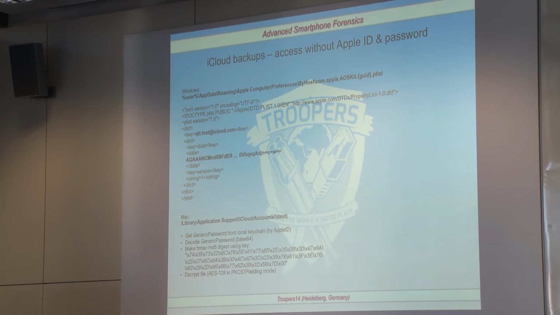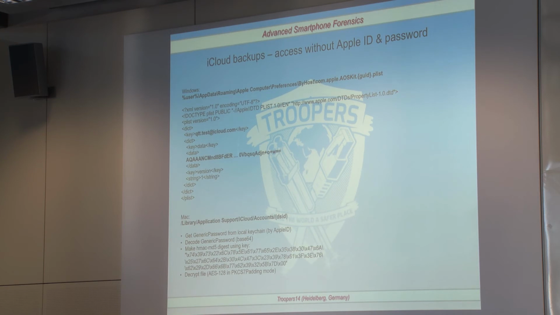There is also a way to get access to iCloud backups and iCloud files without the Apple ID and password. If you have set up an iCloud control panel on your computer, Mac or PC, of course the Apple ID password is not being stored on the computer, but the authentication token is. And there is a way it is stored. Here, at the top, there is a location where it is stored in Windows. It is in plist form, easily browsable.